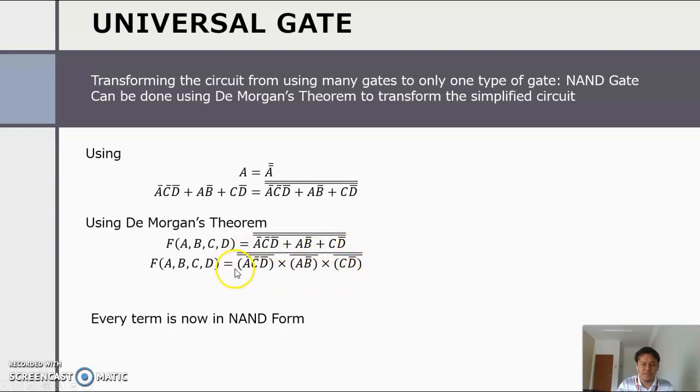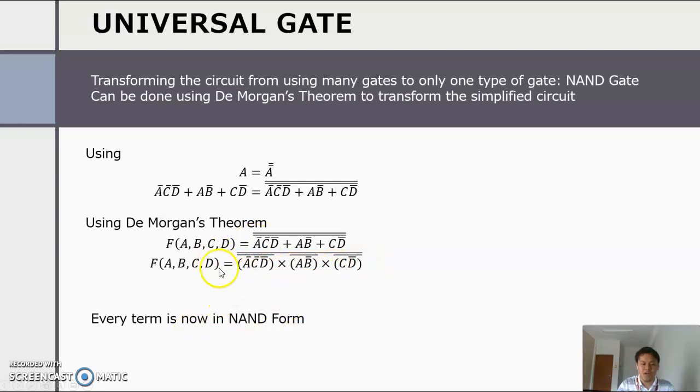So if we observe carefully, every term is now in NAND form. Why? Because not A times C, not C times D, and a bar above it. So A and C, not A and not C and not D with a bar above it. So it is NAND. Same goes for the second and the third term. So every term now is in NAND form.